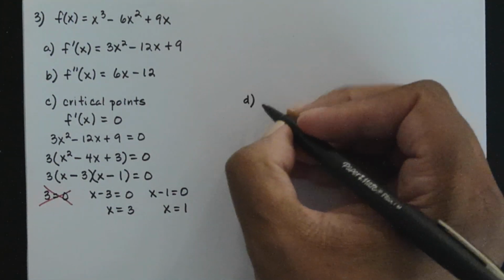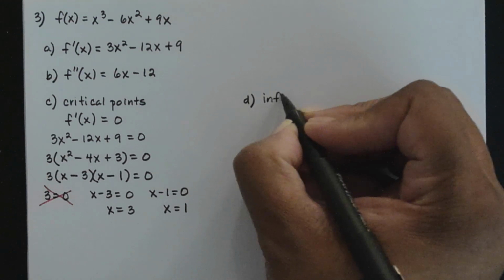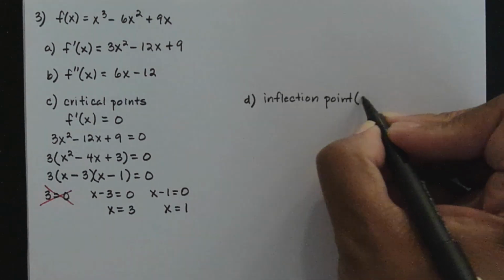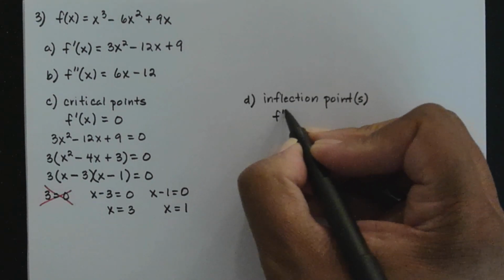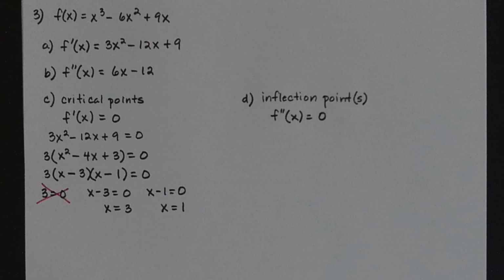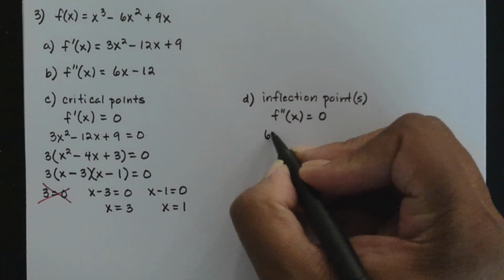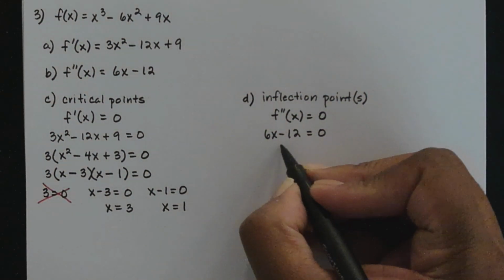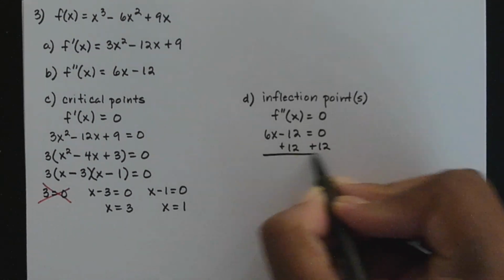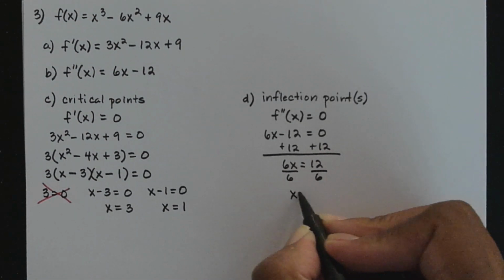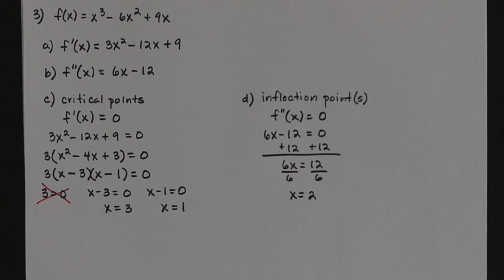Now part D is to identify inflection points or possible inflection points. That's where we set f double prime of x equal to 0. And f double prime of x from part B is 6x minus 12 is equal to 0. And then we solve this equation for x. If I add 12, that means 6x is equal to 12. Then divide both sides by 6, you'll get x is equal to 2. So here, my possible point of inflection would be at x equals 2.